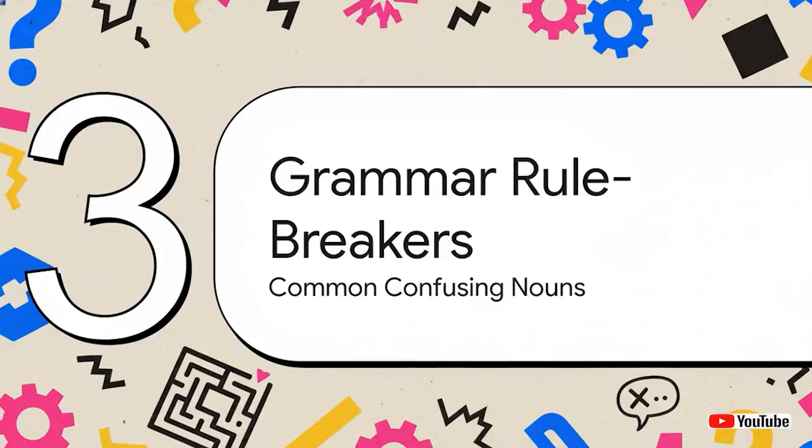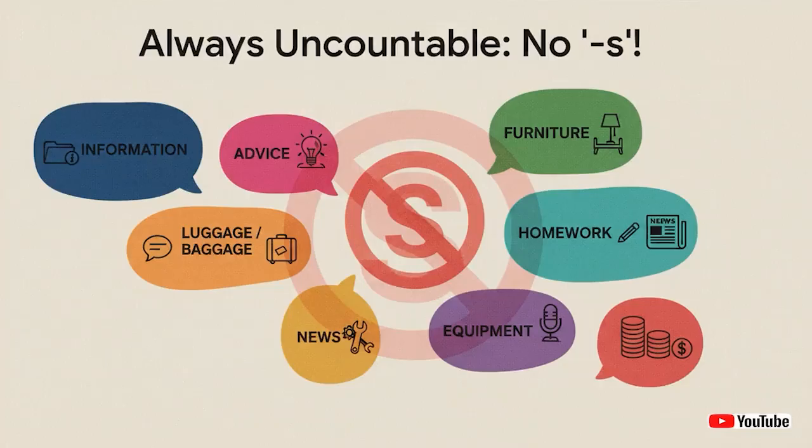All right, every language has its tricky bits, and English is no exception. Some nouns feel like they're breaking the rules. But they're not, really. They just follow their own special logic. So let's dive into the most common ones that trip people up. Take a good look at this list. These are some of the biggest culprits. So many people mistakenly add an S to these words.